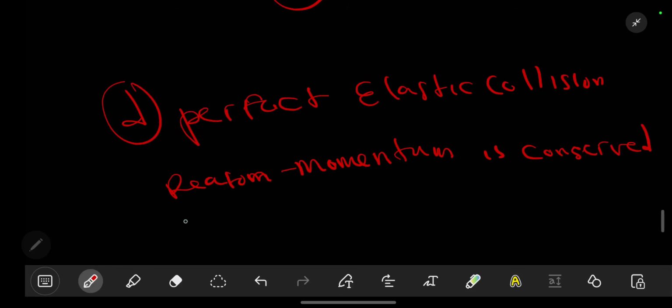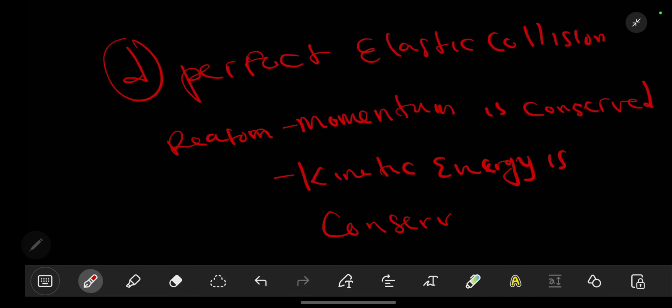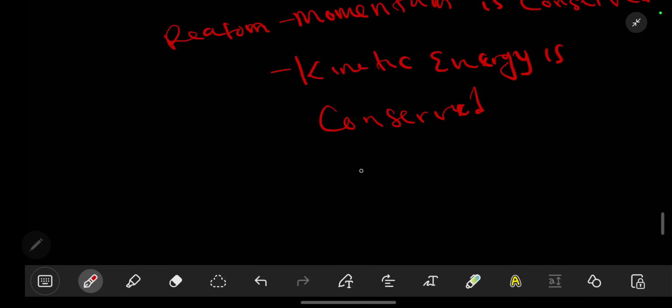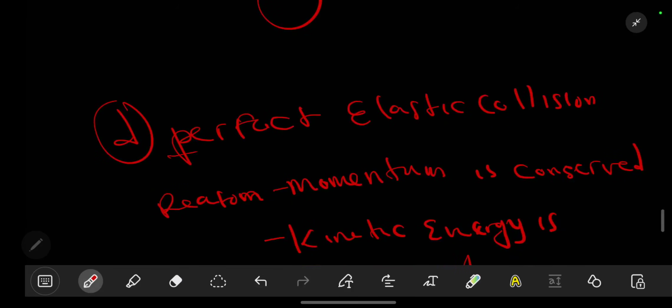But also the kinetic energy is conserved. Why do we say that it is conserved? Simply because the speed is the same. It strikes, it goes back, the speed is the same. Remember, kinetic energy is equal to half mv squared. Mass is the same, it's the same object, half is a constant. So if the velocity remains the same, even the kinetic energy will be the same. So if the kinetic energy is maintained, it means it's a perfect elastic collision, since the kinetic energy is not lost.